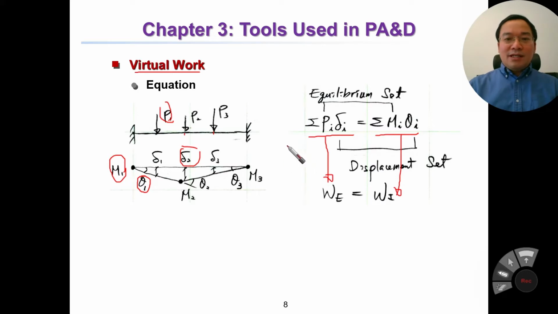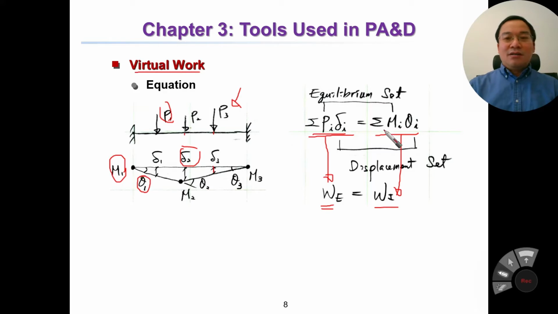So what is external work? External work is the load multiplied by the corresponding displacement. External work is induced by external force multiplied by the corresponding displacement. Internal work is induced by internal force, for example, moment multiplied by the corresponding rotation.